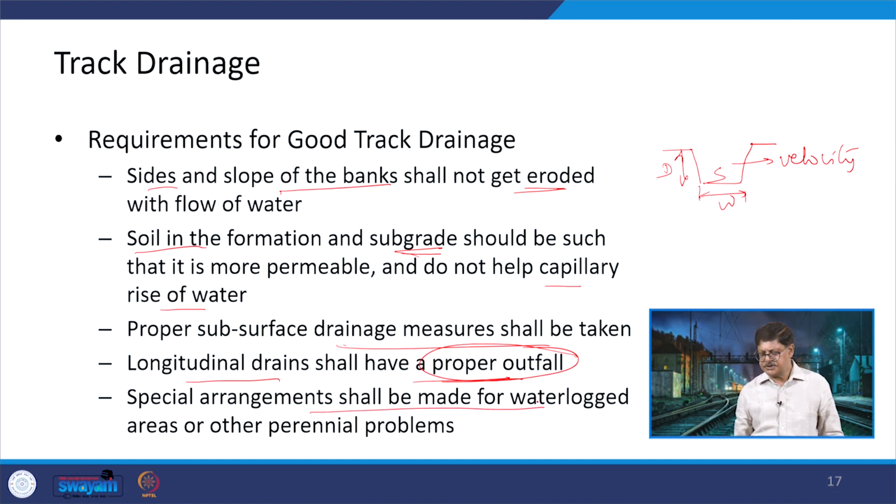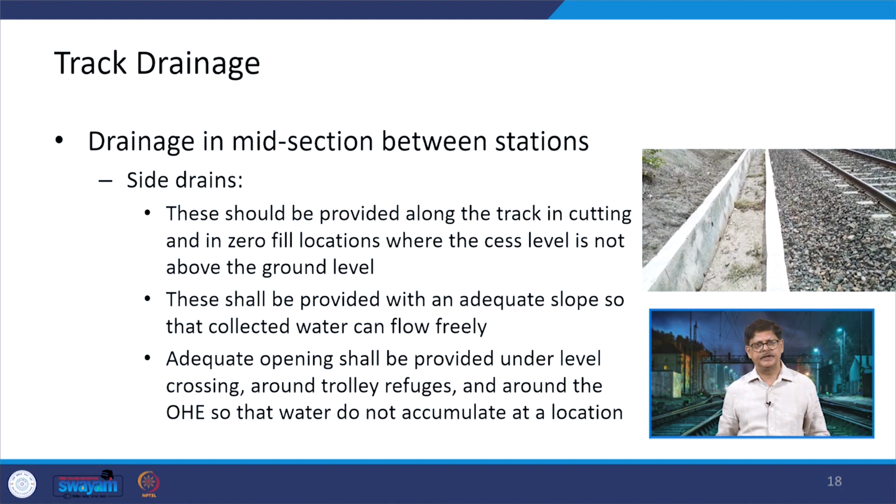A special arrangement shall be made for waterlogged areas as well as for the various perennial problems, but then they are specific to a problem. Accordingly, the solutions need to be identified. Now, here, the drainage in the mid section between stations, side drains. You can see here a side drain being provided at the side of the track. They should be provided along the track in cutting and zero fill locations where the cess level is not above the ground level. These are provided with an adequate slope so that the collected water can flow freely.